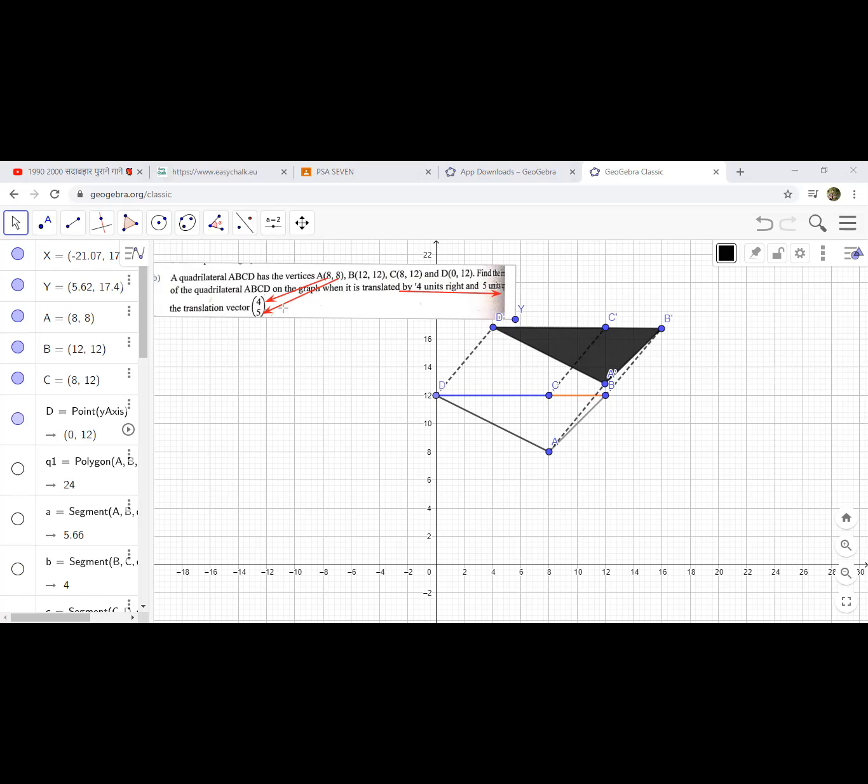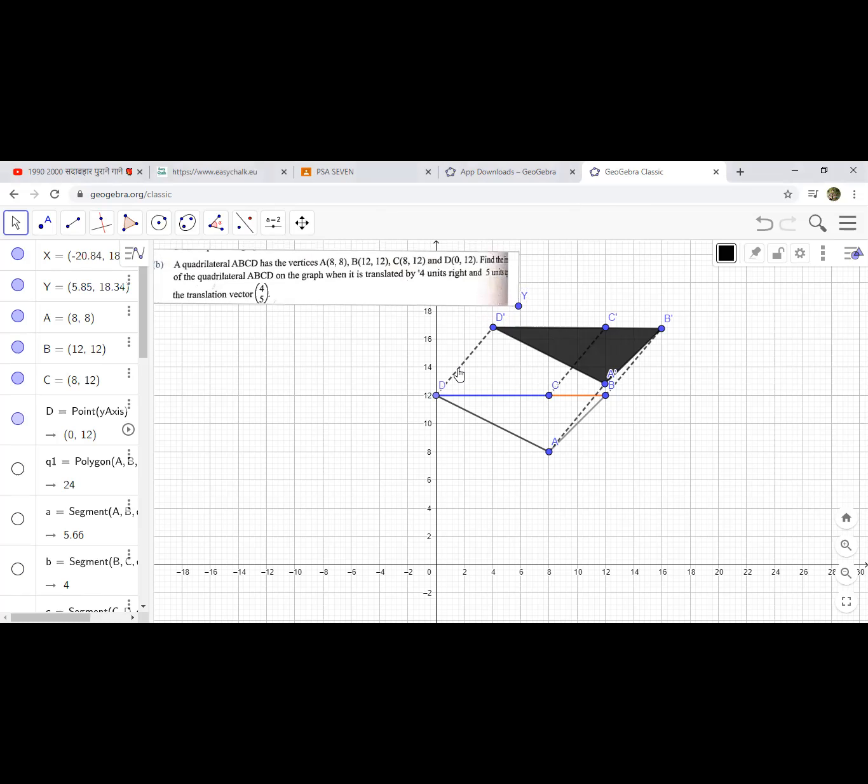Add the first with the first, and the second with the second. That will be the coordinate of the image vertex. Okay, this is a trick. You can verify your answers like this.